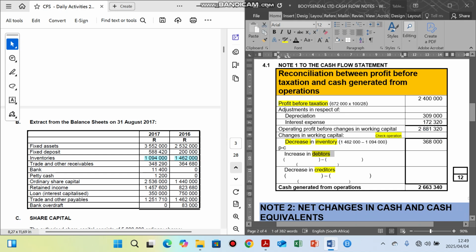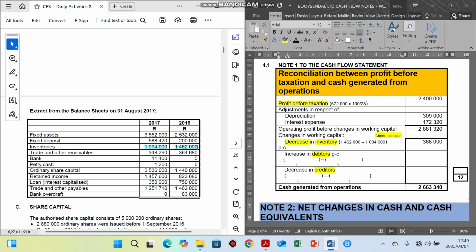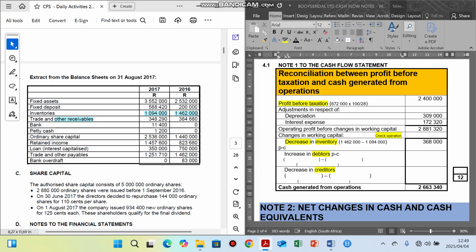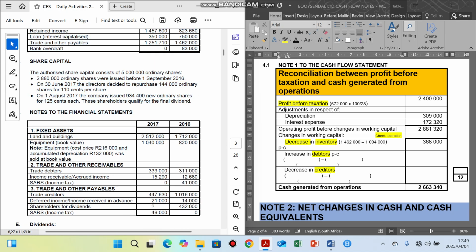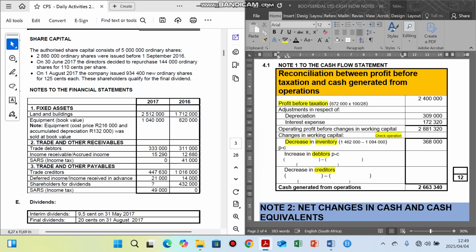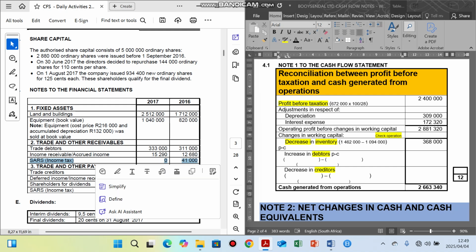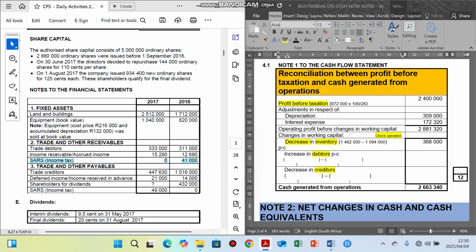All right. Same applies with debtors. Debtors is going to be the previous minus the current year. And be careful then. Debtors are there in trade and other receivables. But check if you are not given any other information that is related to trade and other receivables, as well as trade and other payables. Why are we doing that? Under trade and other receivables, we are going to exclude SARS income tax. Why? Because it is a separate account, or it has got its own note.